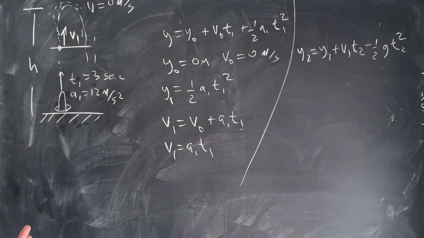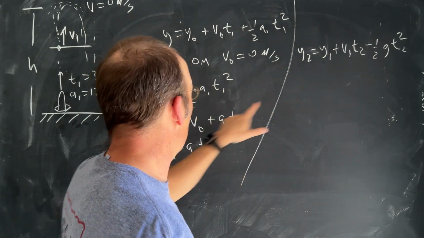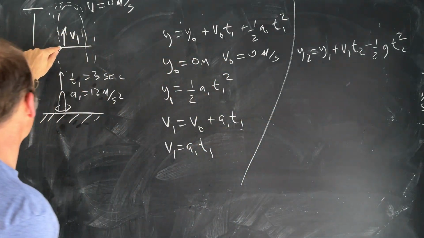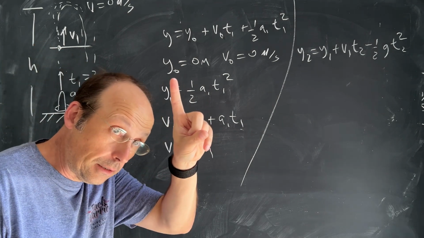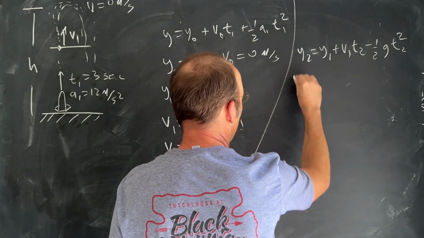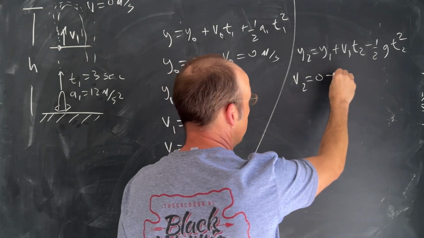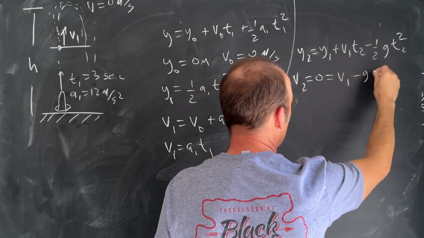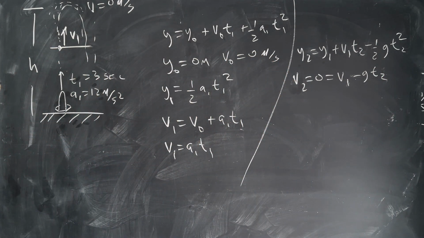That's what I would have to do, because here is my final position. It starts at the position I just found, with the initial time I found. But t2 is the time it takes to go from here to there. I actually don't know that time. I could find it. I could say v2 equals 0, the final velocity, which is v1 minus g t2, and I could solve for t2 and then plug it in up there.